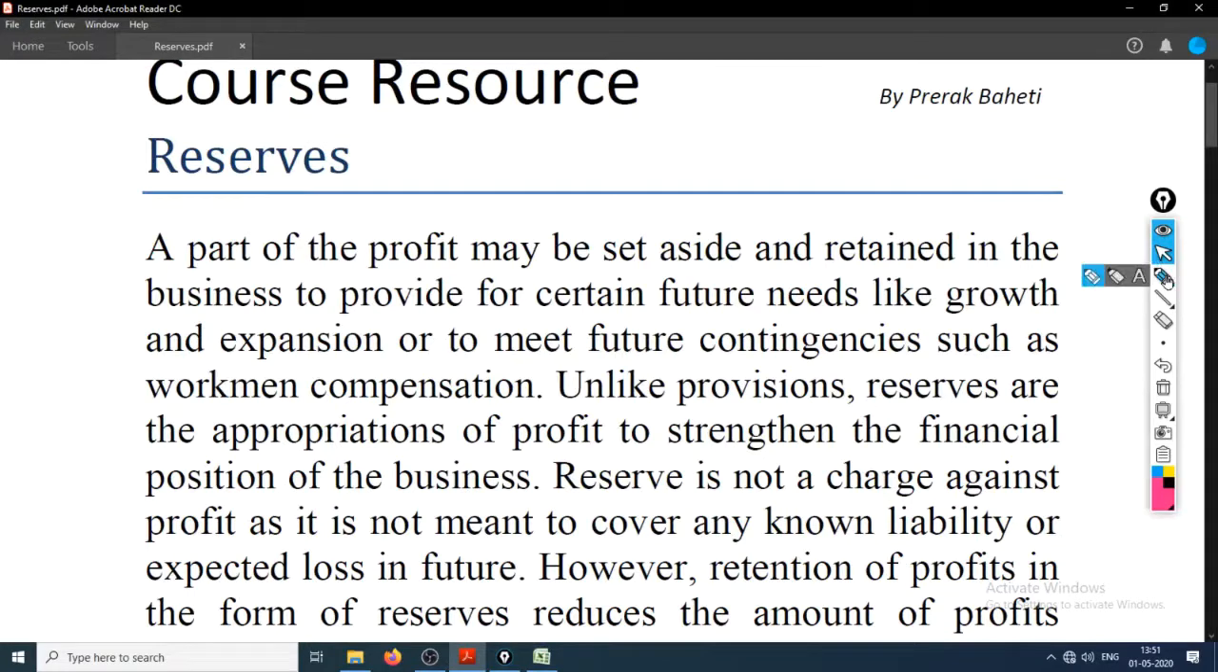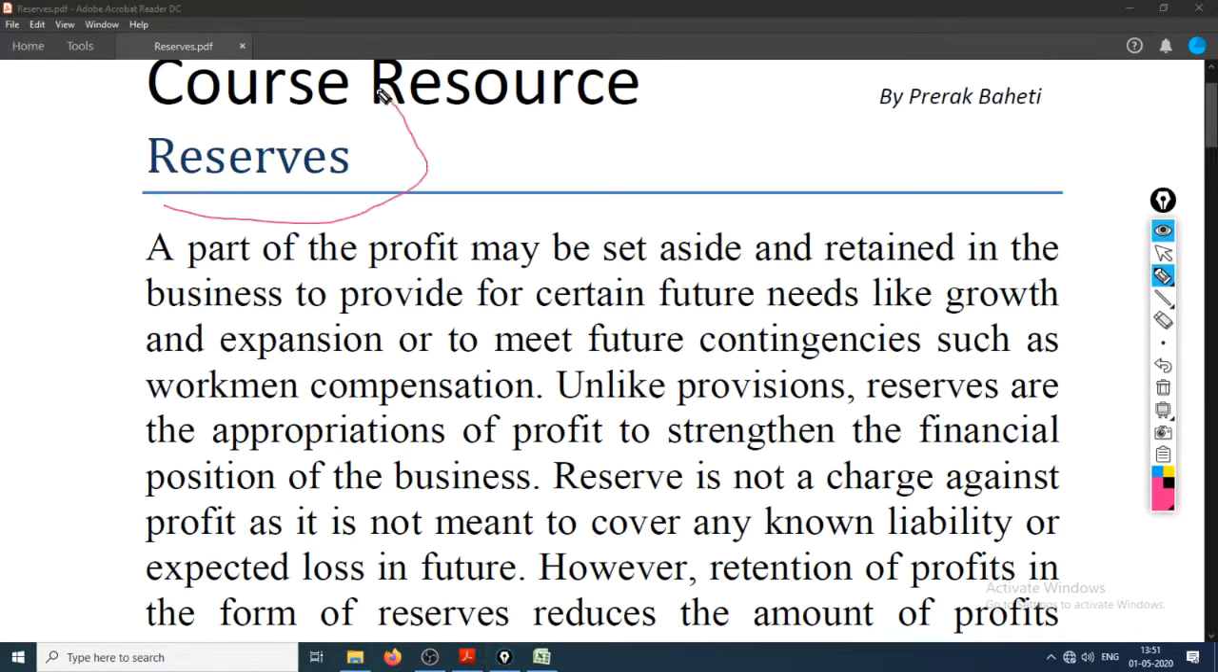Hi, welcome back, and let's learn about the third important term, that is depreciation provision, and this one right here is reserves.